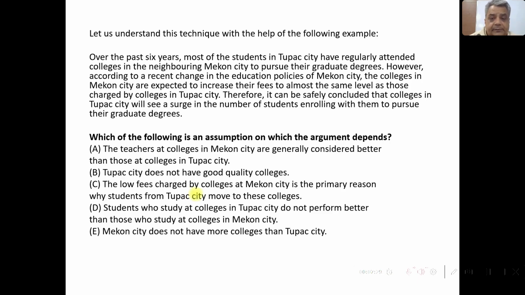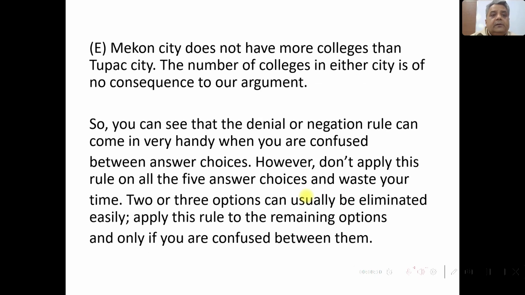But when we negate option C and we say that the low fee charged by colleges at Macon City is not the primary reason why students from Tupac City move to these colleges, obviously the correlation between the increase in fee in the colleges of Macon City and the surge in number of students enrolling in the colleges in Tupac City collapses. So therefore the argument itself collapses, and hence C is the assumption. So let's look further.